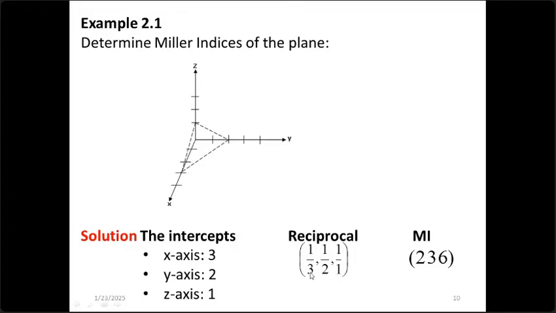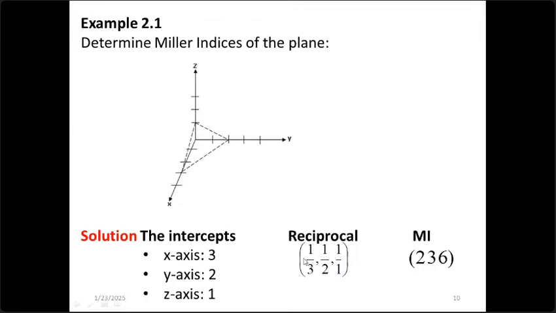Now, these are not Miller indices, so I need to take the LCM. And the LCM, I want to get the LCM of 3, 2, and 1. Anybody who can tell me what is the LCM of 3, 2, and 1? Anybody who can say it? If your hand is up, you can just say it. 6. It is? Okay, good.